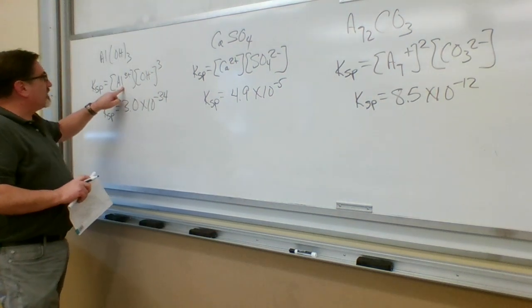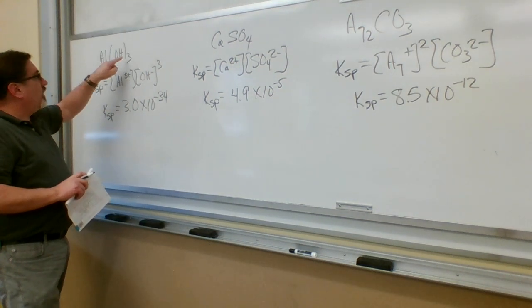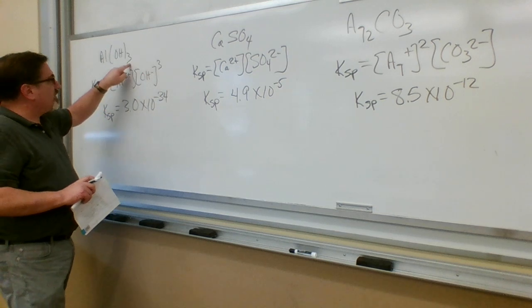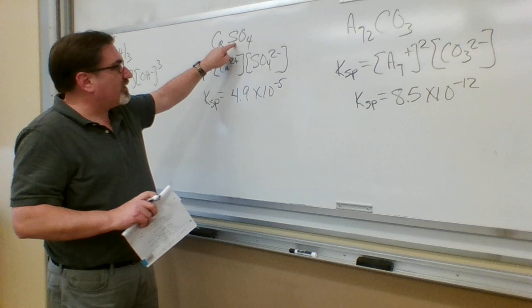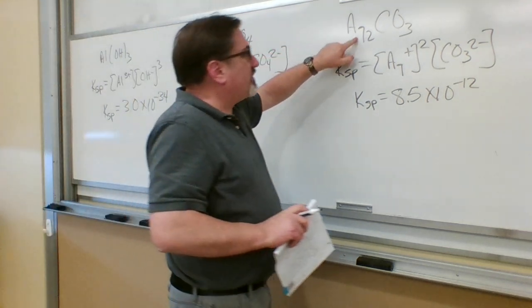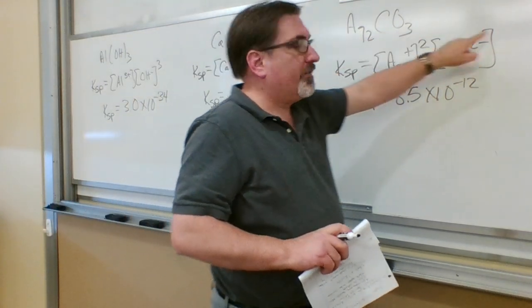It's Al3+ to the 1st power because there's 1 aluminum. OH- to the 3rd power because there are 3 hydroxides. Over here, 1 calcium, 1st power, 1 sulfate, 1st power. 2 silvers, 2nd power, 1 carbonate, 1st power.